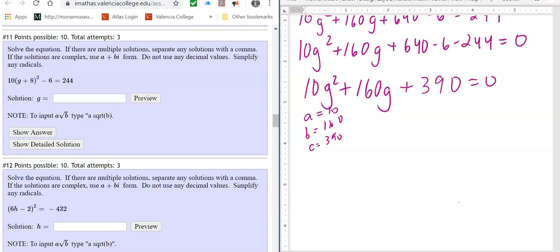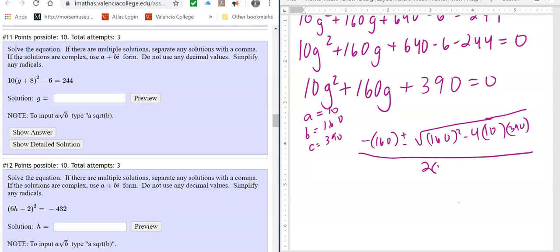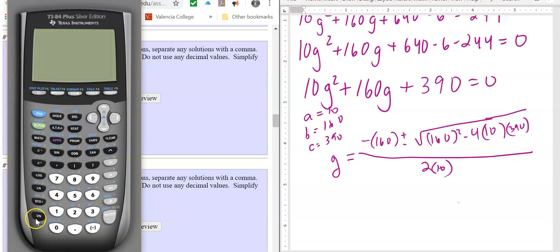So you could say negative b plus or minus the square root of b squared minus 4ac. So b squared 160, and then a is 10 and c is 390, all over 2a. Okay, and let me just show you on the calculator how to do it because a lot of people do it wrong, so let's just kind of practice that.